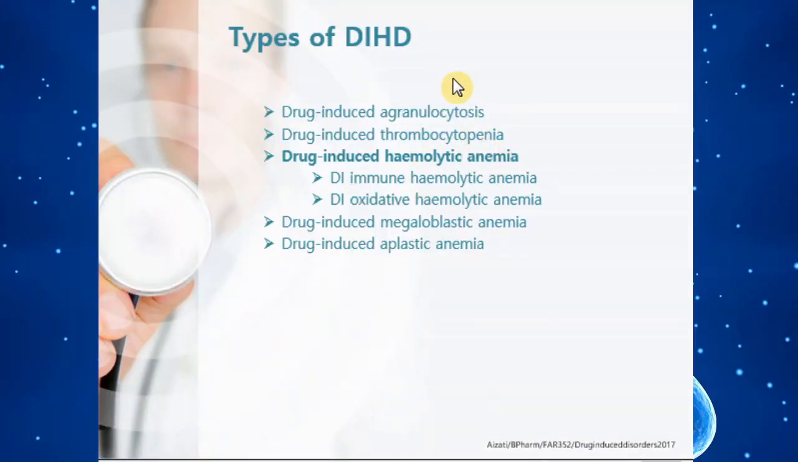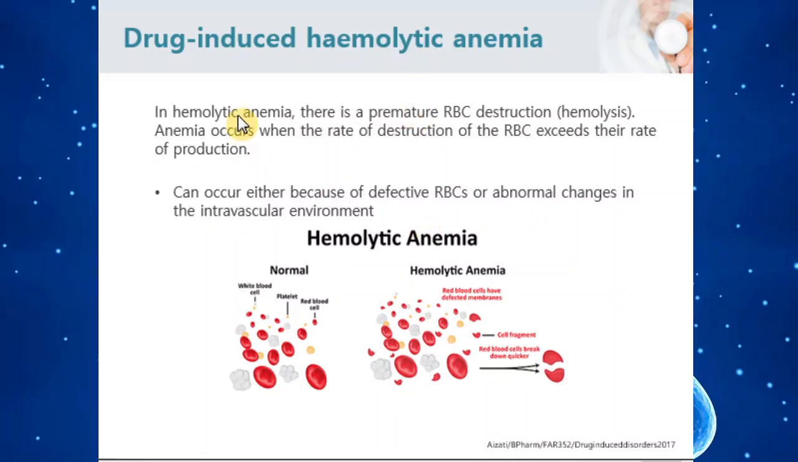The third type of drug-induced hematological disorder is drug-induced hemolytic anemia. And we have two types of mechanism, which is through immune or oxidative reaction. In hemolytic anemia, there is premature red blood cell destruction, or we call it hemolysis. So anemia occurs when the rate of destruction of RBC exceeds the rate of production. So there is a lower level of red blood cells or hemoglobin in the patient, and it can occur either because of defective RBC or abnormal changes in the intravascular environment.